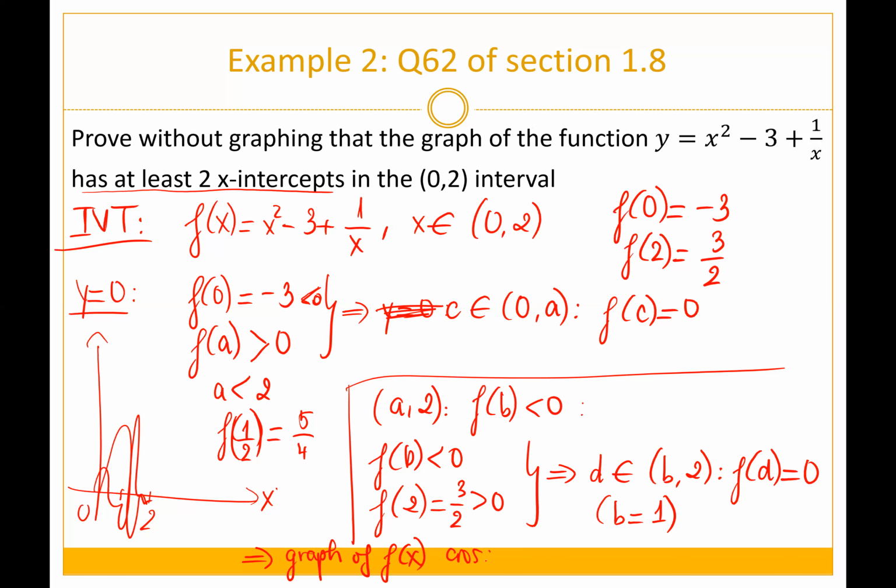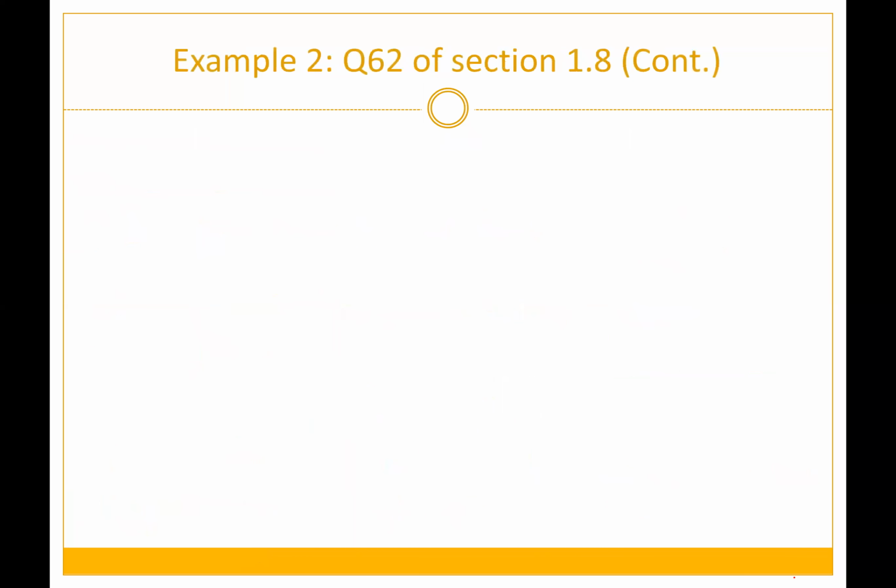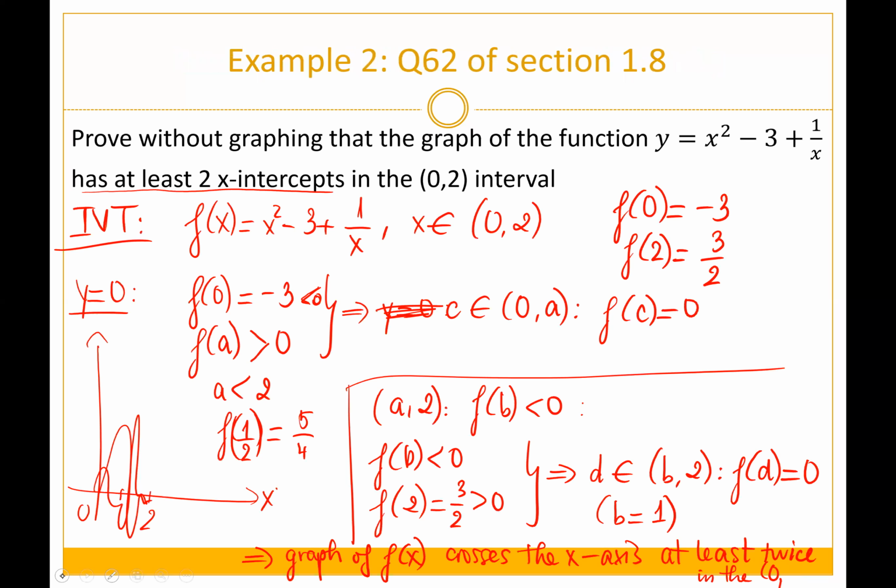crosses the x-axis at least twice in the interval from 0 to 2.